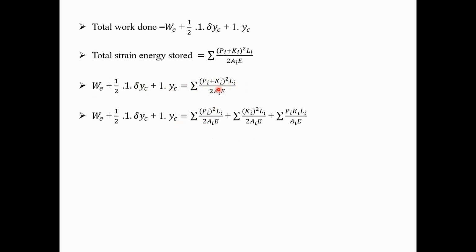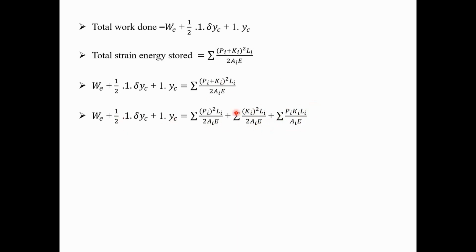Now we can just elaborate this term, that is (Pi + Ki) whole square. We can elaborate it as (A + B) whole square, that is, the first term comes to be summation of Pi square into Li divided by 2 into Ai into E, plus B square, that is summation of Ki square into Li divided by 2 into Ai into E, plus 2AB, that is summation of Pi Ki Li divided by Ai into E. 2 gets cancelled.